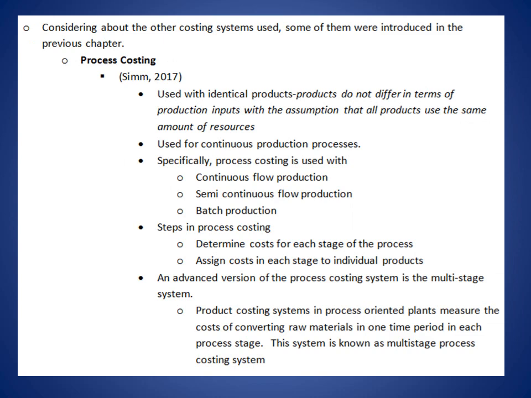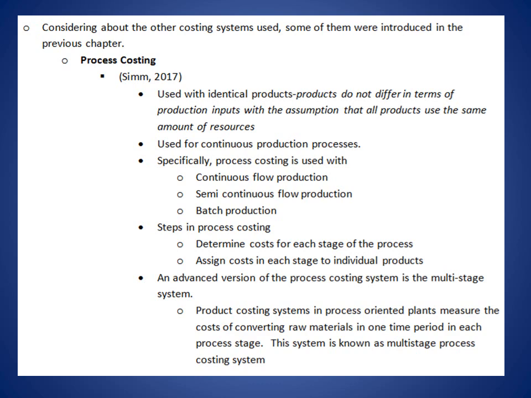Considering the other costing systems used, some of them were introduced in the previous chapter. When it comes to process costing, according to CIM 2017, this is used with identical products, that is the products that do not differ in terms of production inputs, with the assumption that all the products use the same amount of resources. And also process costing is used for continuous production processes, and specifically process costing is used with continuous flow production, semi-continuous flow production, and batch production.